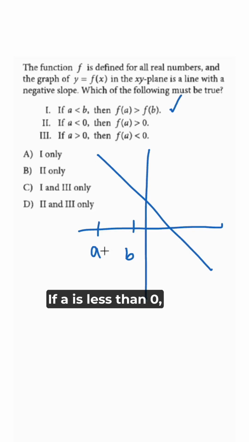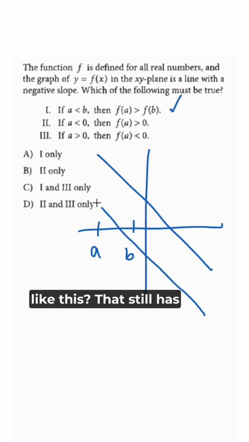What about number two? If a is less than 0, f of a is greater than 0. But what if the line went like this? That still has a negative slope. And for these values down here, these points on the line are at a values that are less than 0, but the value of the function, the height, is not greater than 0. It's actually less, right? So it all depends on how you draw it. So 2 is not necessarily true.